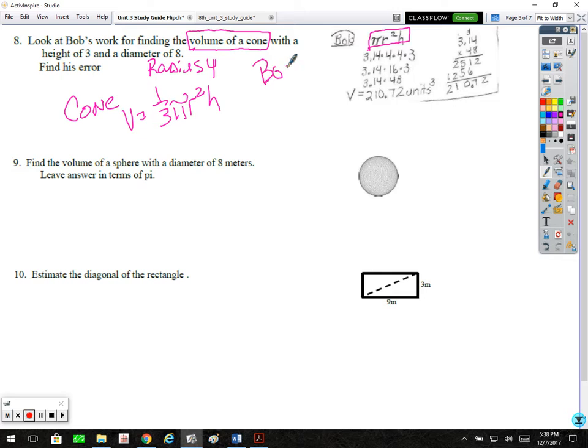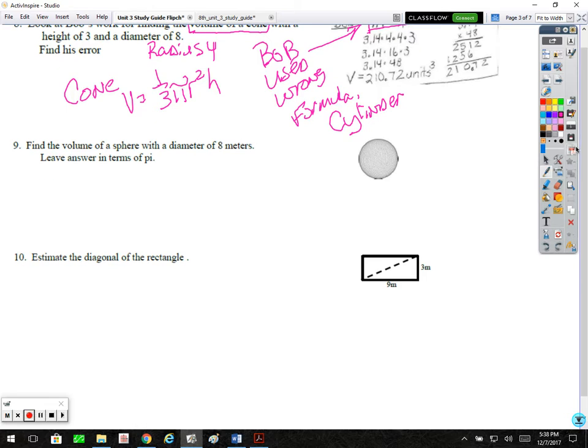So Bob used the wrong formula. He used the cylinder formula. He tried to find a cylinder. Okay? So just always pay attention to what we're giving you first. Look for your equations. Look for your formulas.